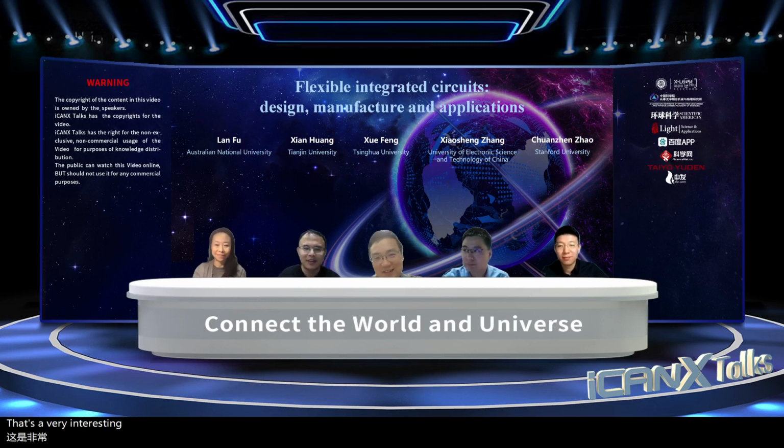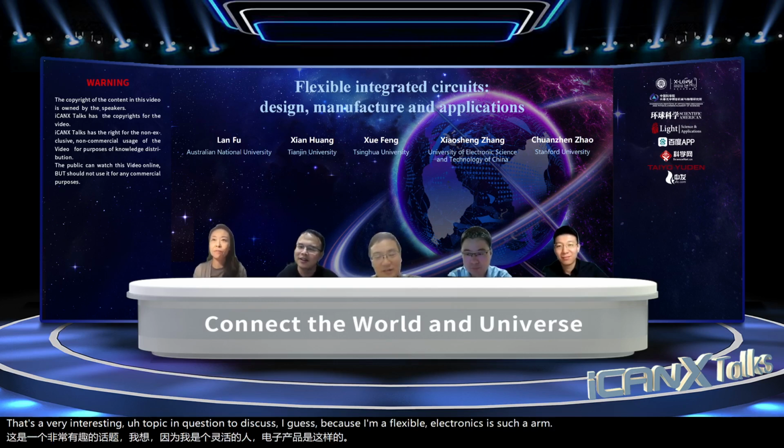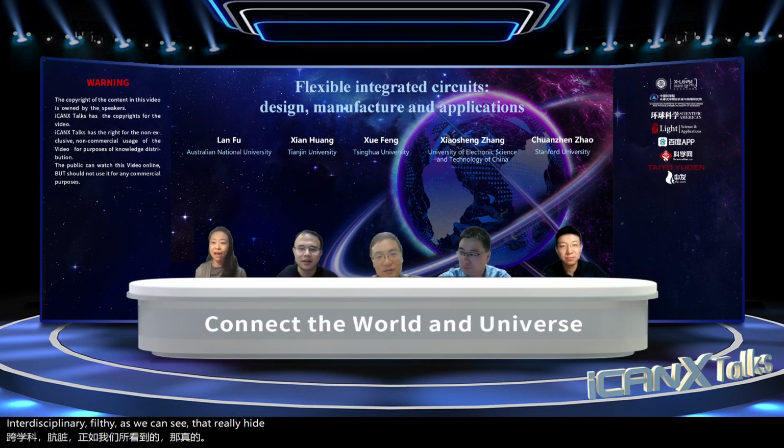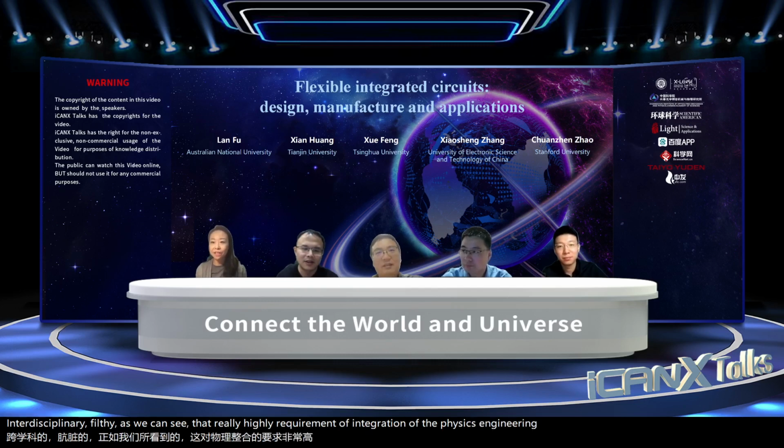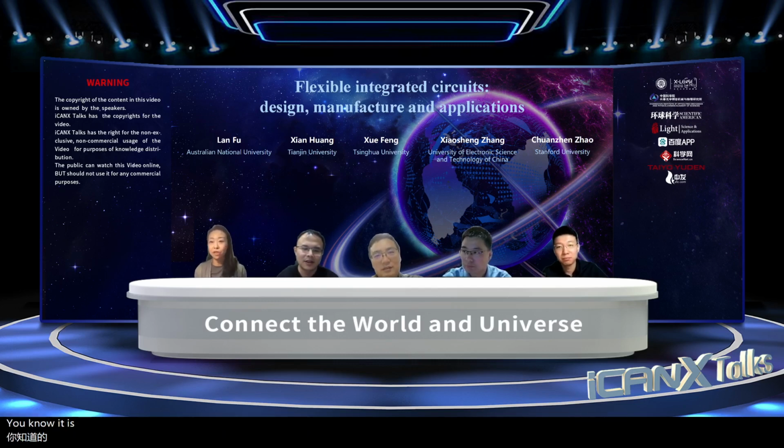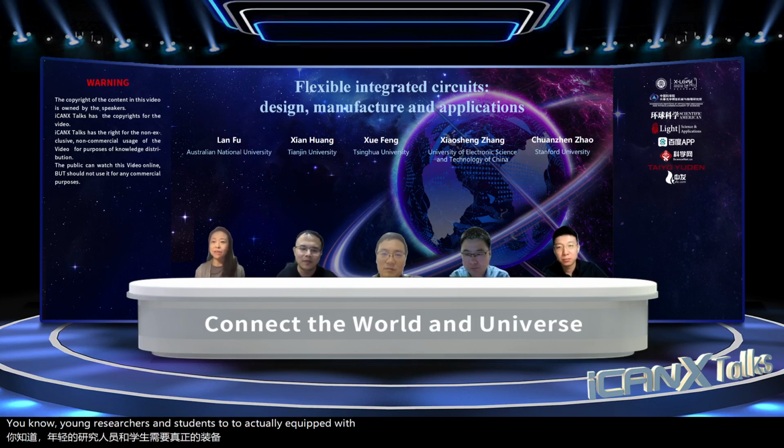That's a very interesting topic and question to discuss, I guess, because flexible electronics is such an interdisciplinary field, as we can see that it really requires the integration of physics, engineering, and also biology specialists all together. So I guess in the university environment the question is how to really educate and provide a platform to train our young researchers and students to be equipped with all these skills together. I guess one approach may be getting into the labs earlier, so you can pick up the skills slowly by doing slightly different research projects while you're building a very strong science foundation for your major study topics.